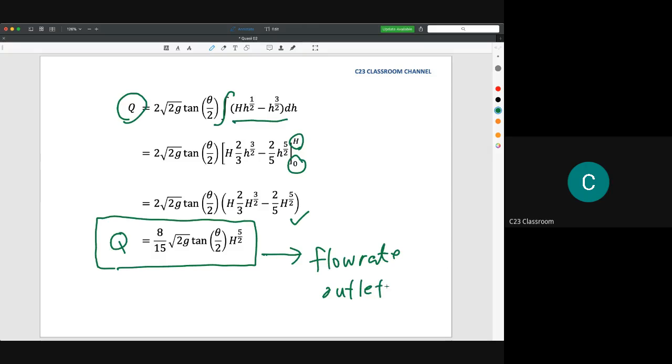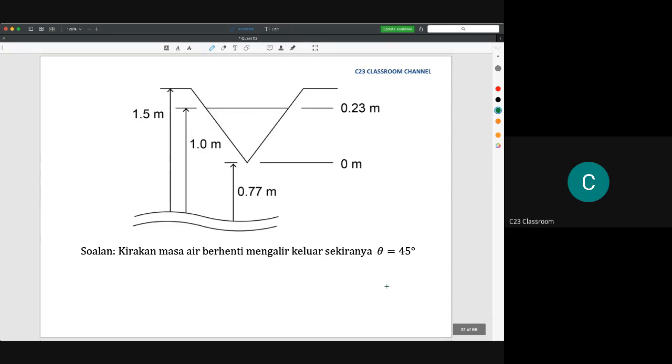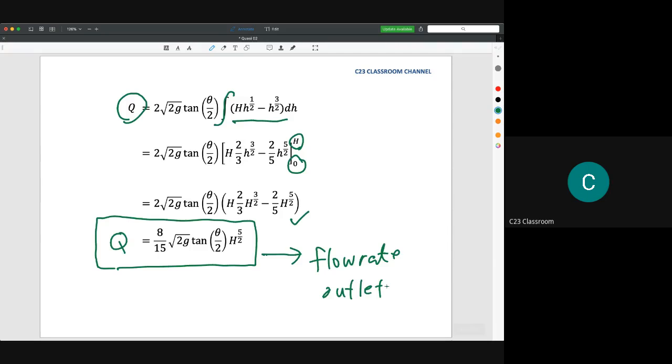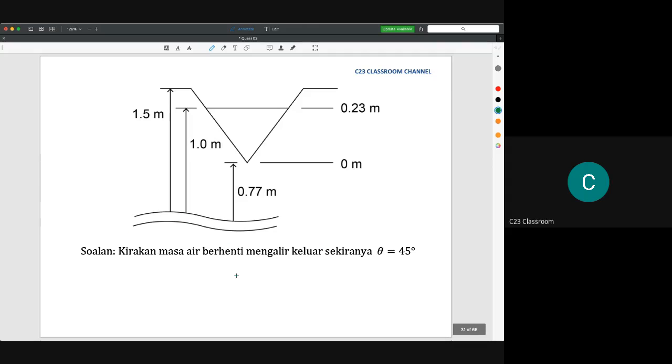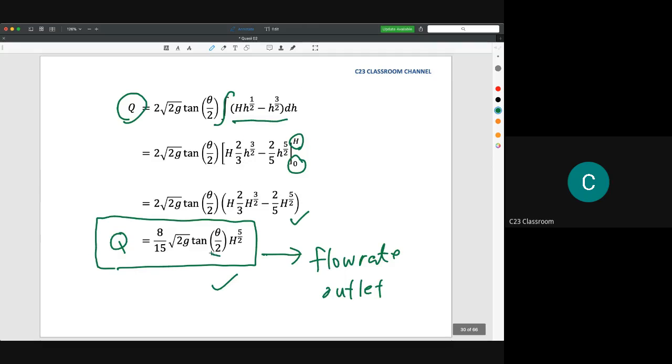So now, without knowing the area of the outlet and also not exactly knowing what is the velocity at the outlet, you could still solve the problems, because the main idea to solve this one is you must know what is the flow rate at inlet and what is the flow rate at outlet. So by this calculation, you know the flow rate at the outlet. Then, in this situation, we know that the angle is 45 degrees, for example. So later on, we divide by 2 to substitute with the theta over 2 here.